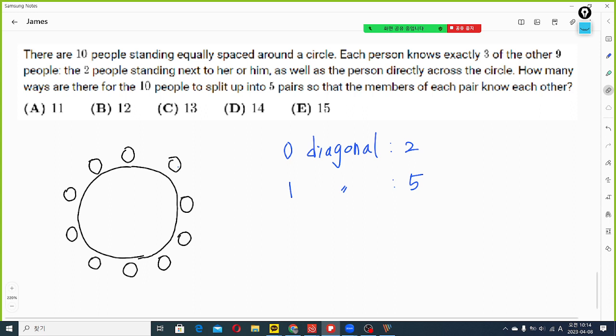And two diagonals are not possible because if we make two diagonals like this, the three people we cannot make pair with the three people. So in addition to two diagonals, we need to make one more like this, and then we can make pairs with the remaining people like this. So how many cases with three diagonals are possible?